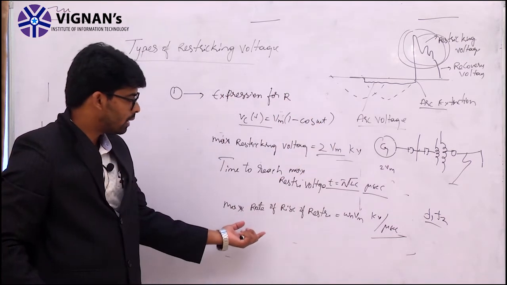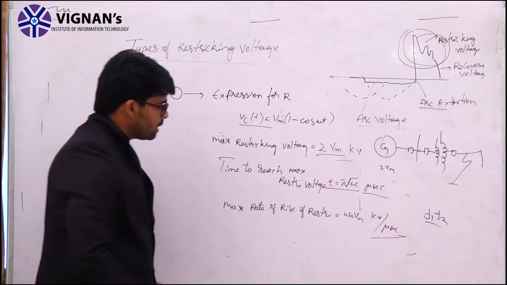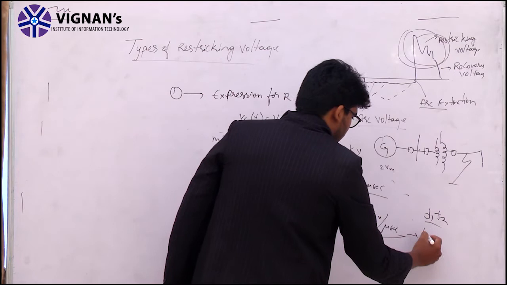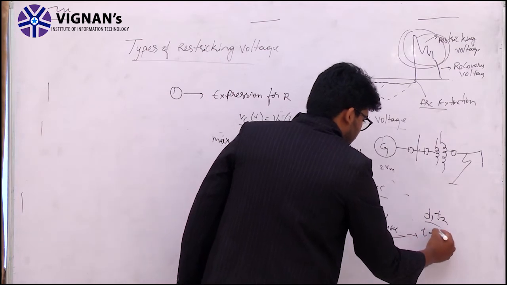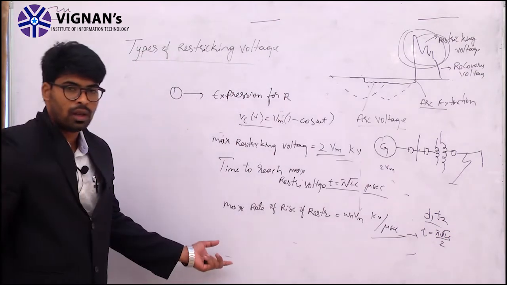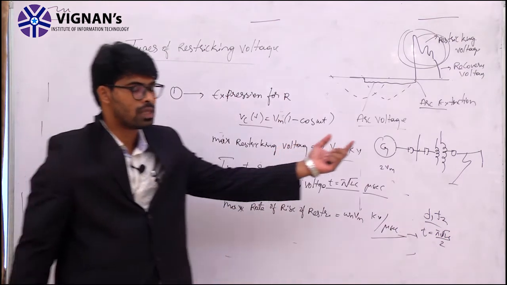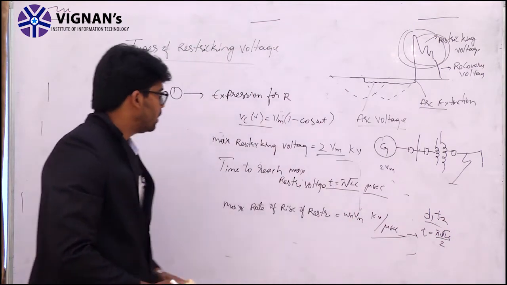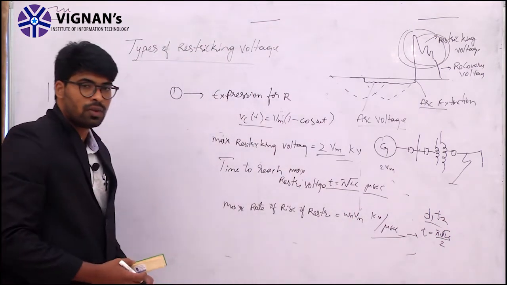Other than that, we can't get more than that. For this also we got the time at which the maximum rate of recovery voltage occurs, which is pi root LC by 2. Now we'll go to the recovery voltage. What about the recovery voltage after the arc gets extinguished? We'll discuss something on recovery voltage.